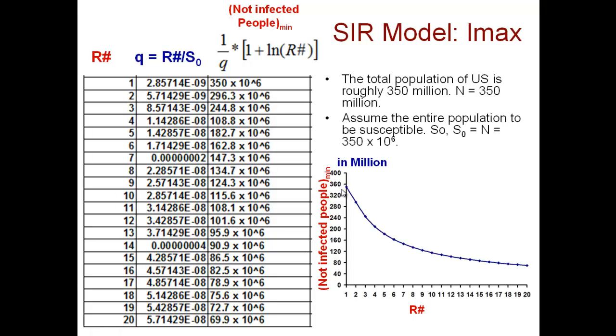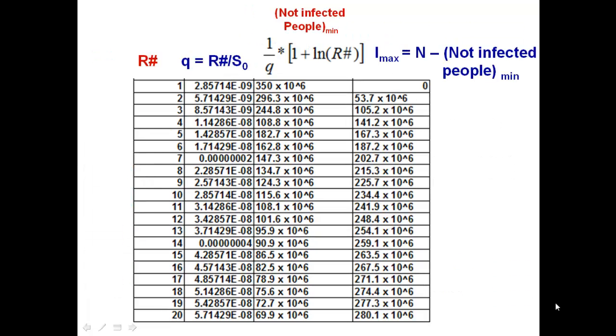Okay, and as r hash increases, the infections will start spreading, and as r hash increases to a very large value, your Imax will become larger. So here I am showing the extension of this. So this is now the number of people not infected at any time in minimum. So n minus that. So 350 million minus 350 million is 0. Then 350 million minus 296.3 million is going to be 53.7 million, and so on. So as this term decreases, Imax will increase.